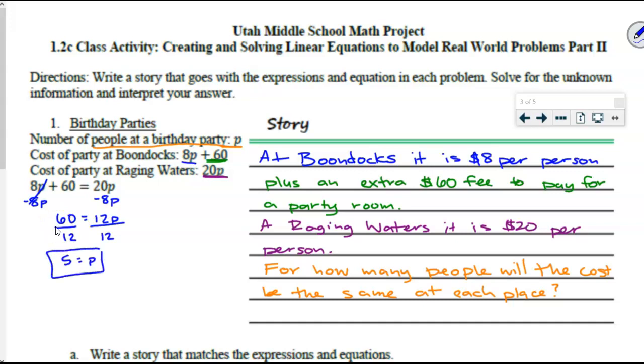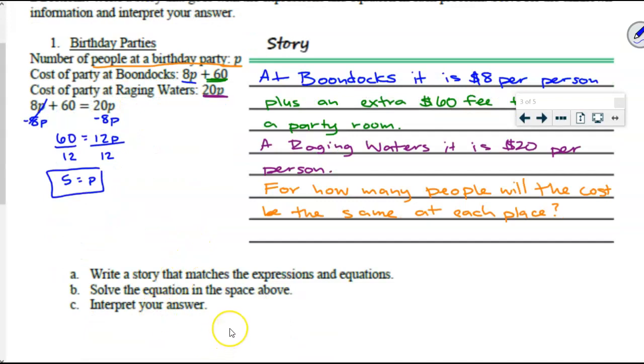So we solved the equation, but what does that mean? Interpret that. What does that mean, Brock? Exactly. 5 people at the party. Cost will be the same at each place.